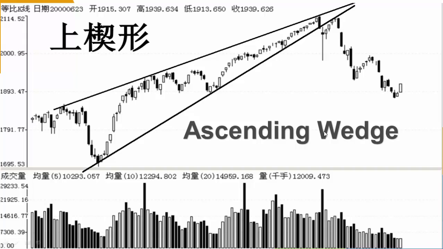When you see the price rebound and touch the wedge, so go down again. This is another sell point. The first sell point, here is another sell point. So if you see the ascending wedge appears in your stocks, you should pay more attention to selling, because this is the top reversal. Then we can see the next one.